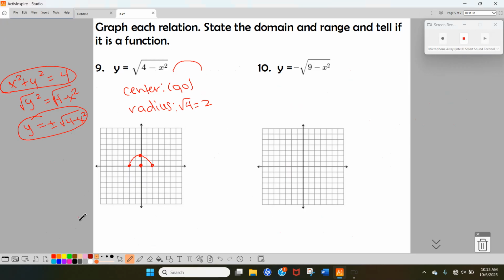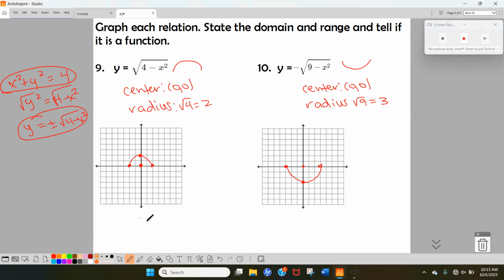All right, so this one would be the bottom of your semicircle. And again, they're only going to give you one centered at 0, 0. They're not going to give you like extra parentheses and things like that. And then the radius is going to be the square root of 9, so 3. So for this one, we go out 3 and down 3, and we just draw that half of the circle.